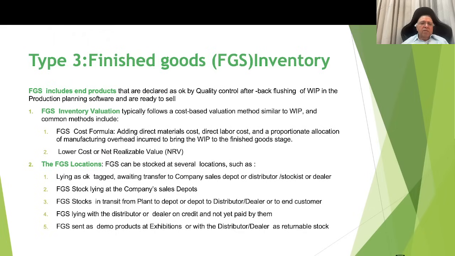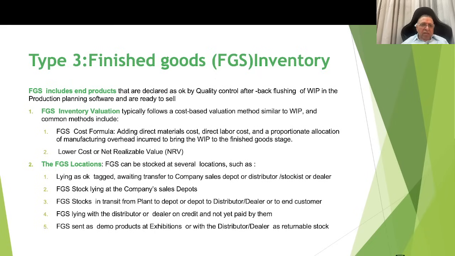Finished goods inventories. Finished goods inventory includes the end products that are declared as okay by the quality control after the backflushing of the WIP in the production planning software and are ready to sell. Finished goods inventories valuation typically follows a cost-based valuation method similar to WIP, and common methods include FG cost formula, that is adding direct material cost, direct labor cost, and a proportionate allocation of the manufacturing variable cost incurred to bring the WIP to the finished goods stage. Number two, lower of cost or net realizable value.